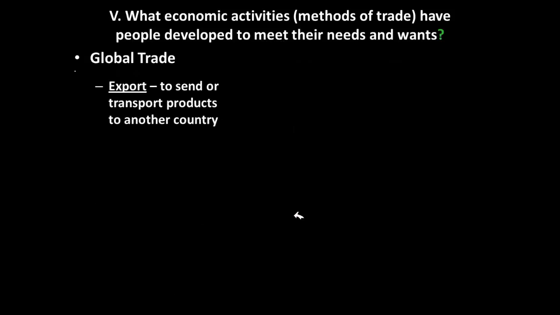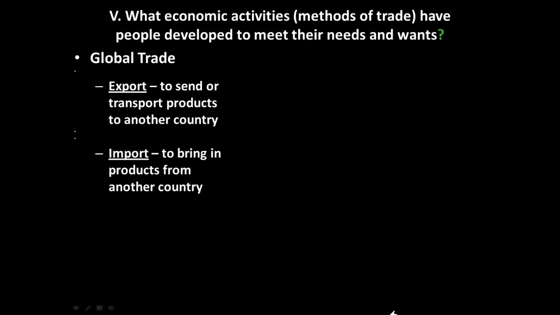Dealing with global trade, we'll talk about a couple of things. Two concepts I want to make sure that you guys understand. One is export, and when you export something, that's just to send or transport products to another country. When you import, that is to bring in products from another country.